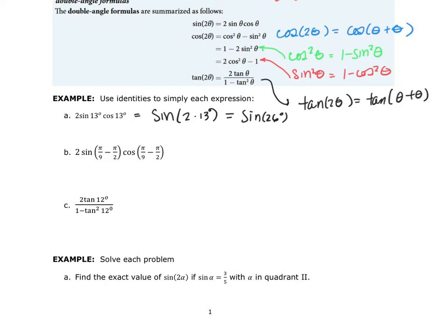Now I'm going to take a look at this one. I have a 2, the sine of an angle, the cosine of the angle. These angles match, so this is still just the double angle for sine. So I can rewrite this as the sine of pi over 9 minus pi over 2, multiplied by 2. In fact, let me make it clearer. So I have 2, and then my angle is the same, which is pi over 9 minus pi over 2.